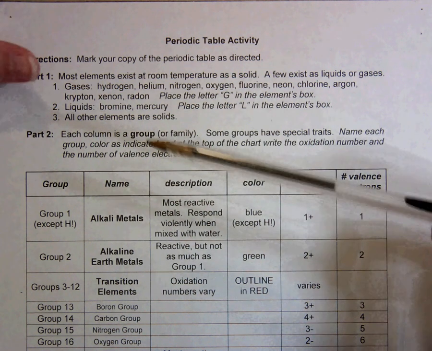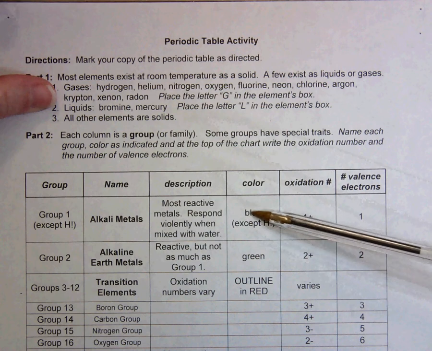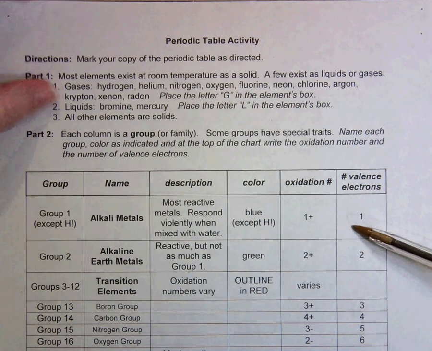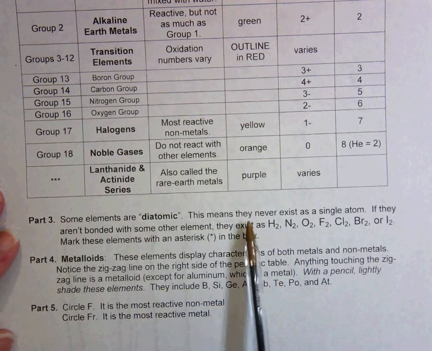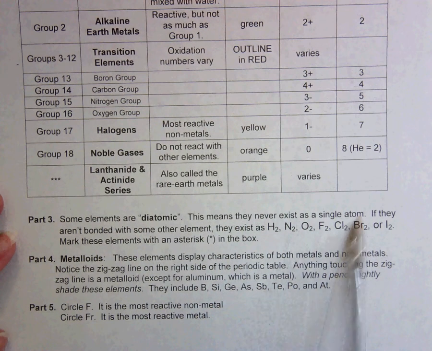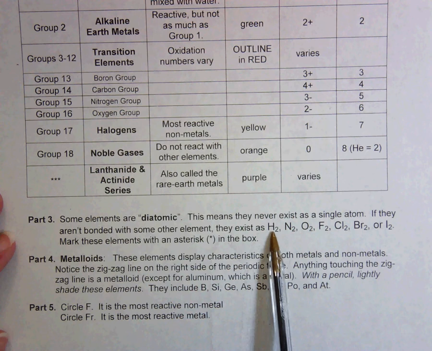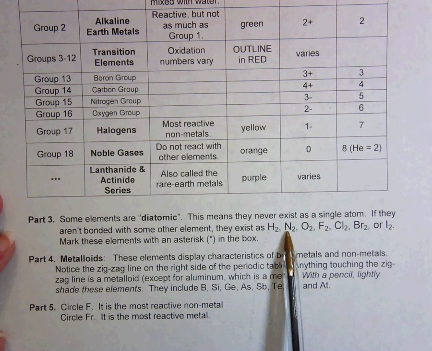So make sure that you have put the name, colored it, and put the oxidation number and number of valence electrons at the top. Down at the bottom, it tells you that some elements are diatomic, which means they never exist as a single atom. So rather than H, you would always find H2. Rather than N, you'd always find N2.